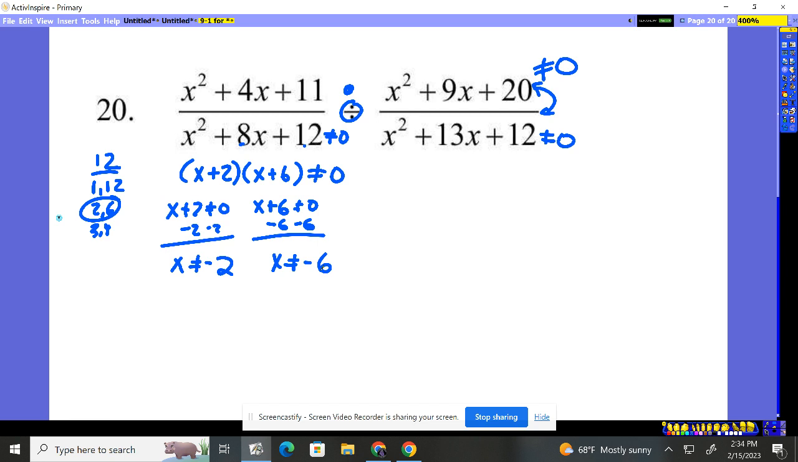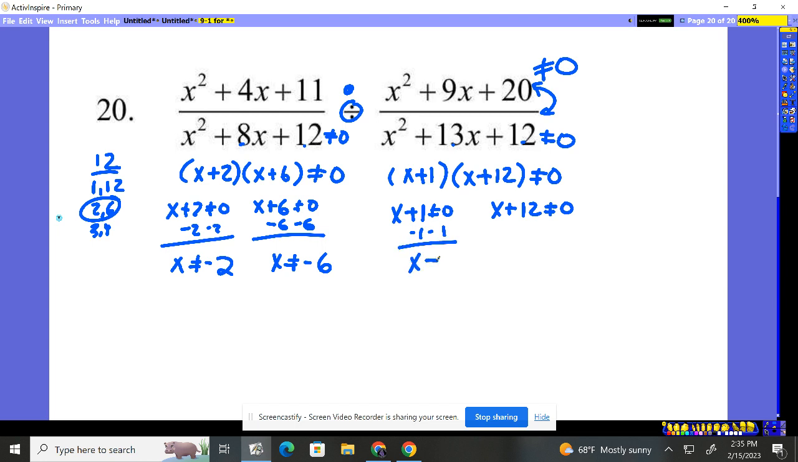Now I'm going to deal with this 12. I can easily see 1 times 12 gives me 12, yet adds a 13. So I'm not even going to do anything. I'm just going to go, hey, it's an x plus 1 times an x plus 12. Can't be a 0. I set each piece saying you can't be 0 and you can't be 0. Minus 1, minus 1. Here's our third answer. You can't be negative 1. Subtract 12, subtract 12. Negative 12 is also excluded.